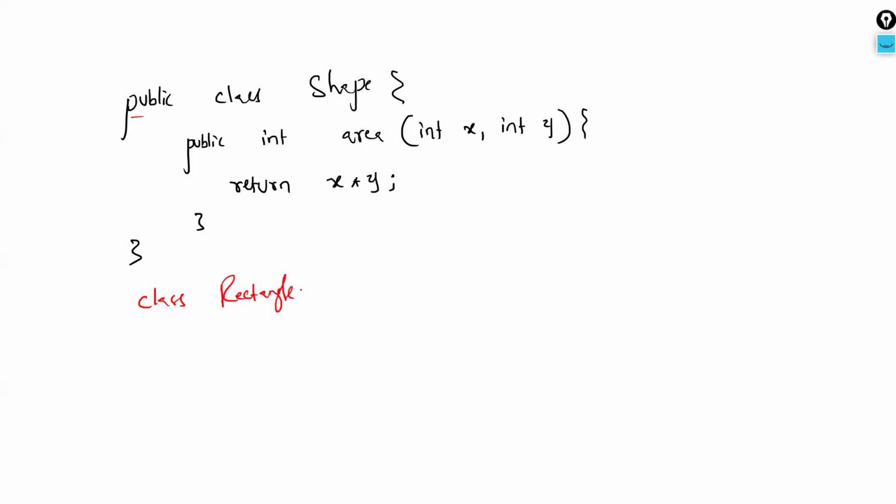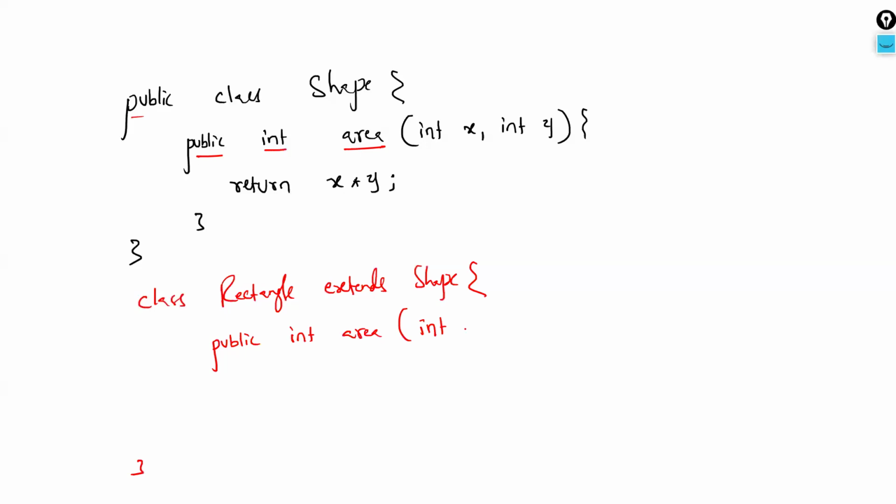Yeah, class Rectangle. Then to override, it should be a child class. Child class of whom? It extends the parent class called Shape. Then in this scenario, what should the method be? Same access modifier, same return type, same method name, same type of parameters.